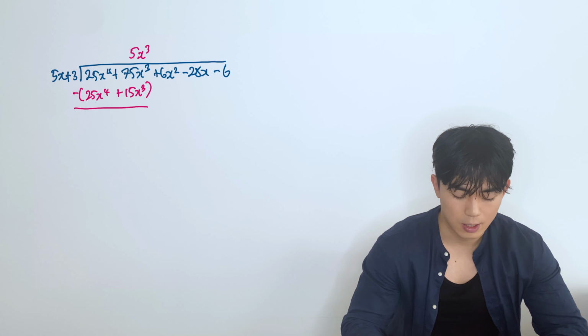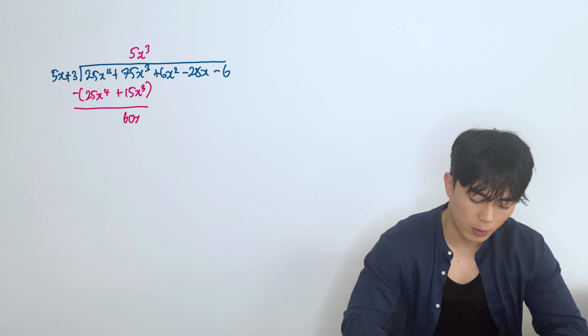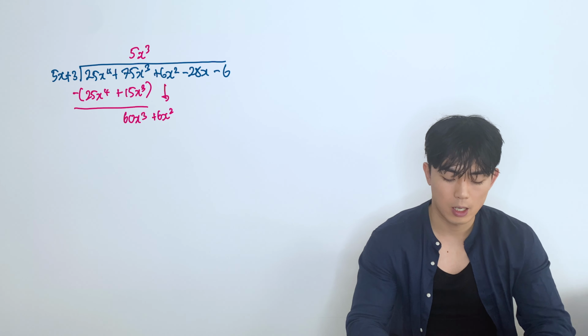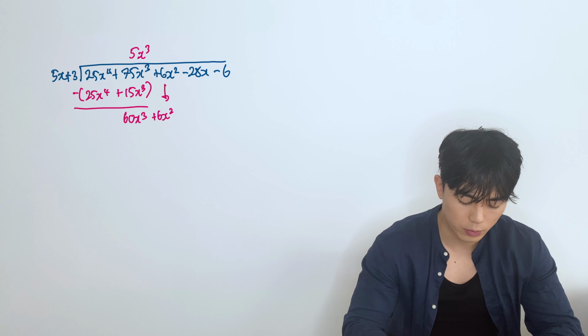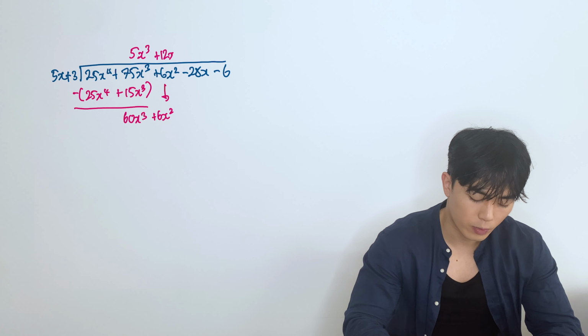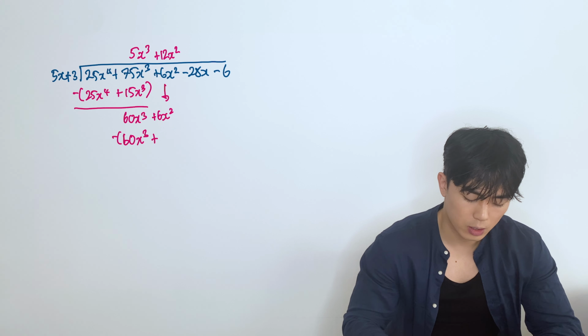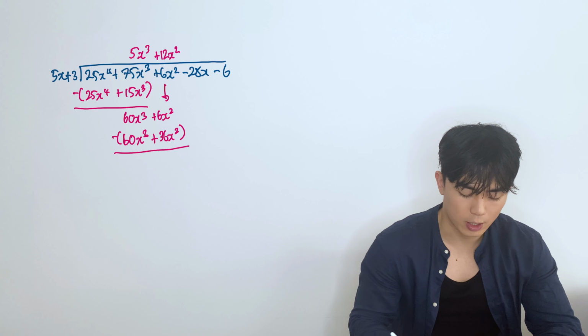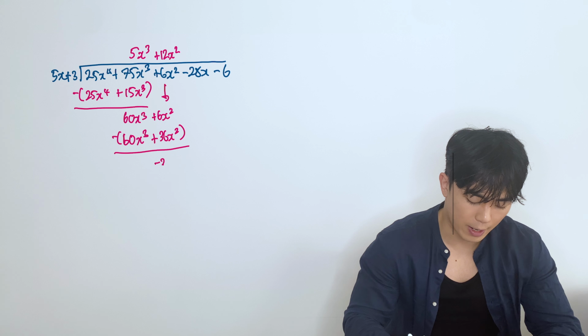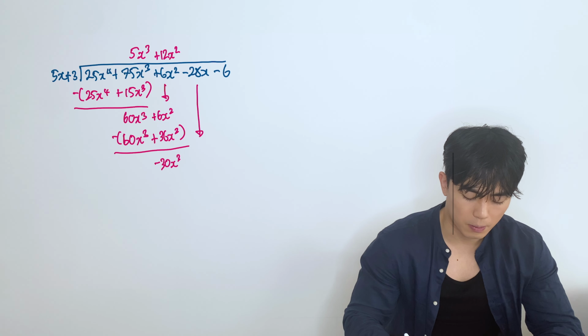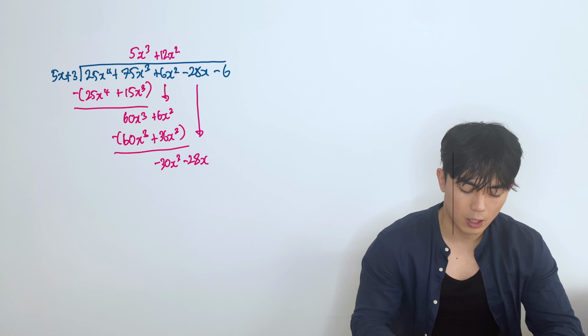So power 4s will cancel out, and you'll be left with 60x cubed, and then I bring down the plus 6x squared. That's the first step, which I'm going to repeat. So 60x cubed divided by 5x will give me 12x squared, so plus 12x squared, minus open bracket 60x cubed, plus 12 times 3 is 36x squared, close bracket, and then subtract. So x cubed terms would disappear, we'll be left with minus 30x squared, bring down the next term, minus 28x, and then repeat again.